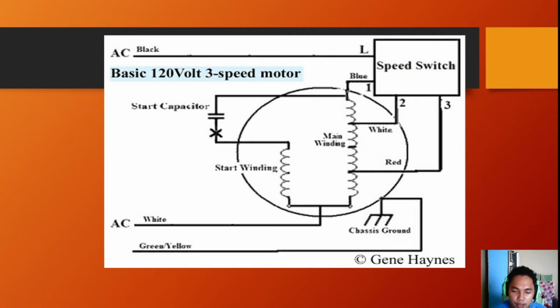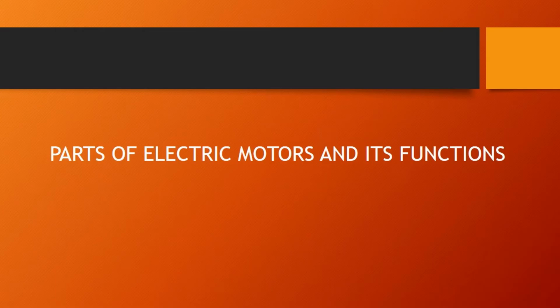Chassis ground is a link between different metallic parts of a machine to ensure an electrical connection between them. So, we're done with the electrical system. We will proceed to the parts of the electric motor and their functions.